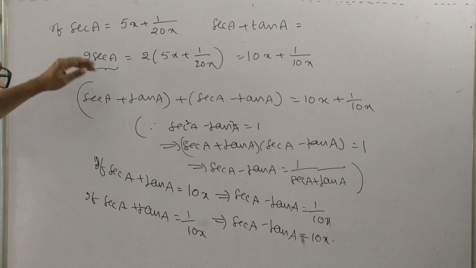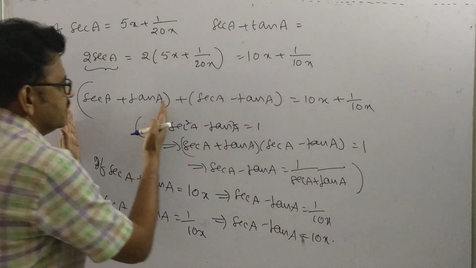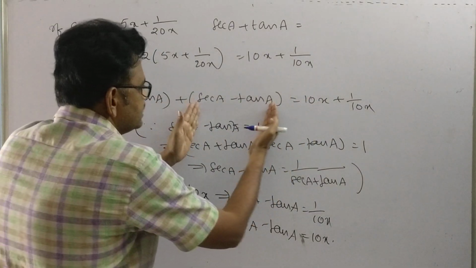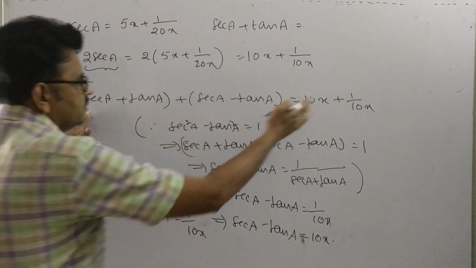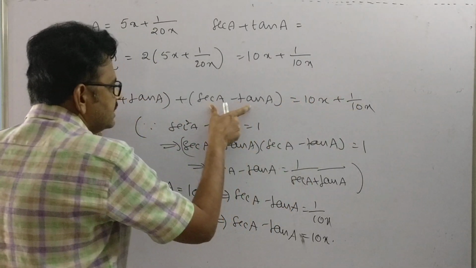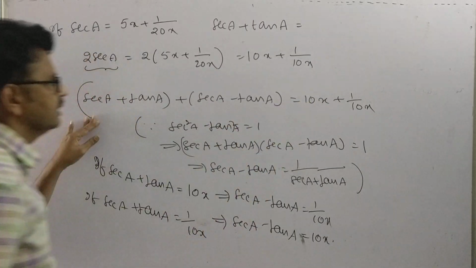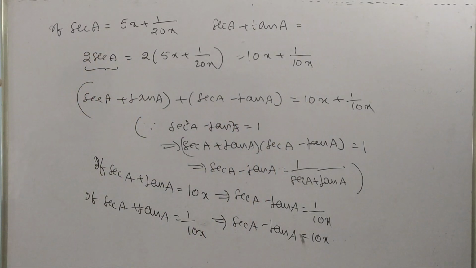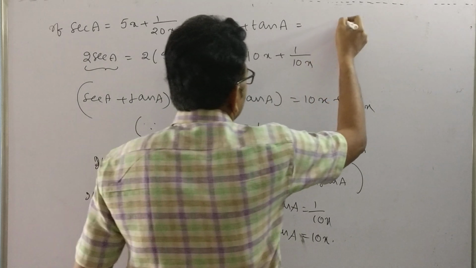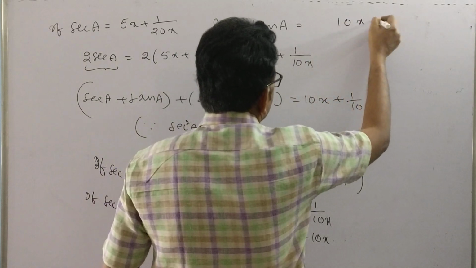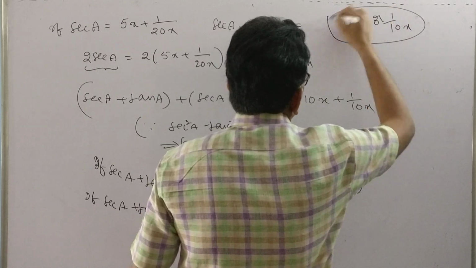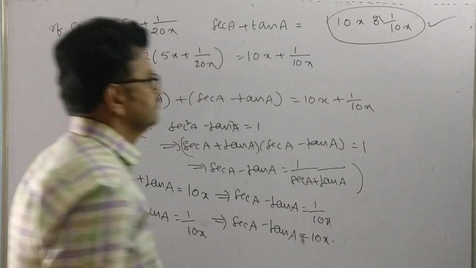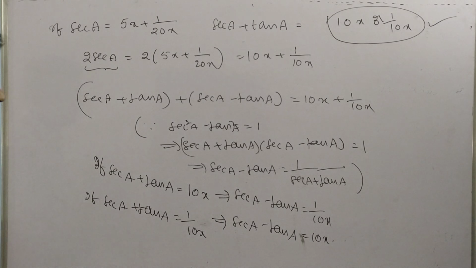So if secant A plus tan A equals 10x, secant A minus tan A equals 1 by 10x. If secant A plus tan A equals 1 by 10x, implies secant A minus tan A equals 10x. Therefore, secant A plus tan A is equal to 10x or 1 by 10x is the answer. Try to note this point.